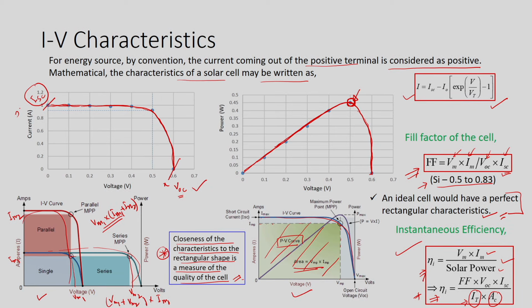The point here is that if any system operates below this maximum power point, we are losing efficiency. So our attempt is to operate the system at the maximum power point.